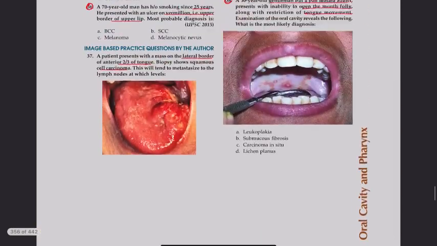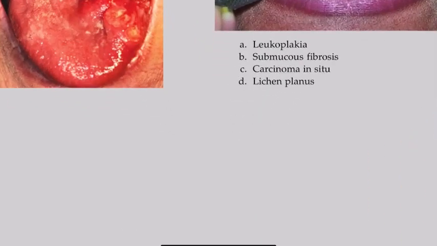So these are all the questions from oral cancer and miscellaneous conditions.